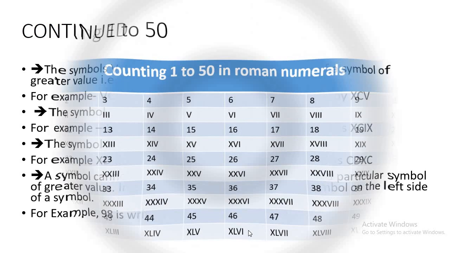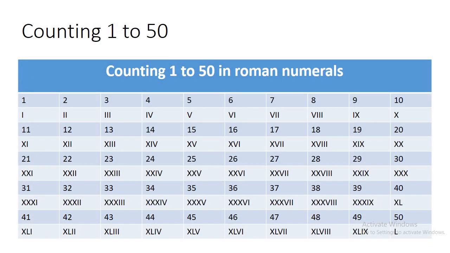So these were the rules. Let us start our counting from 1 to 50. So this is from 1 to 10. These are very basic. 1 represents I, 2 is II, and 3 is III.